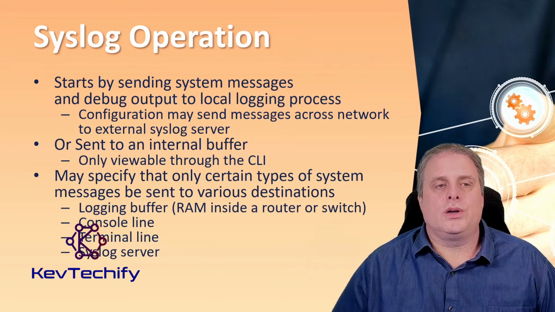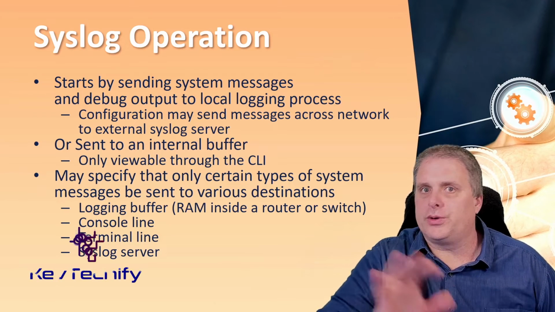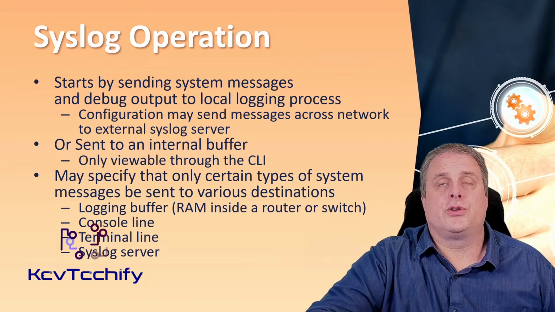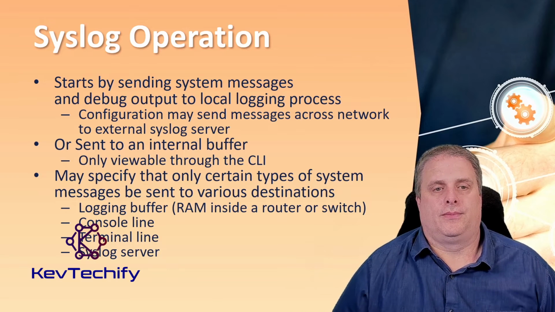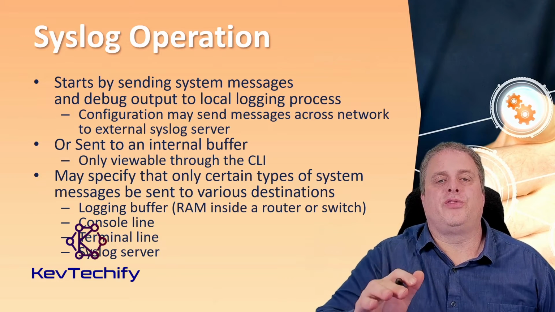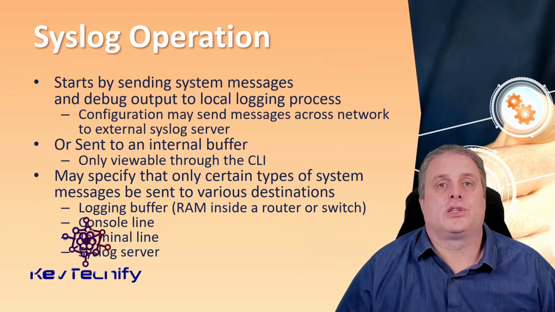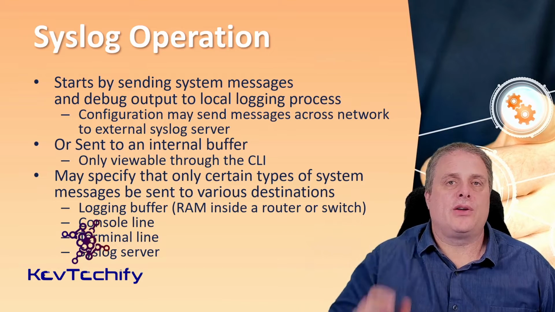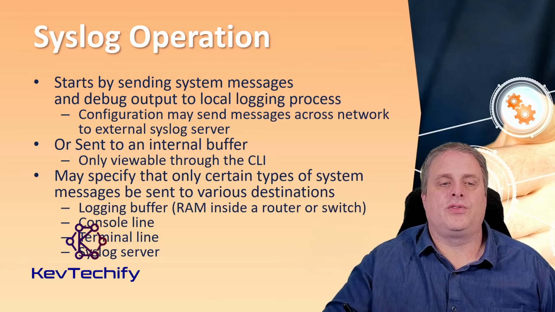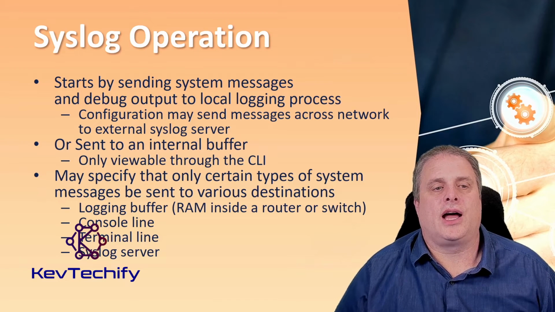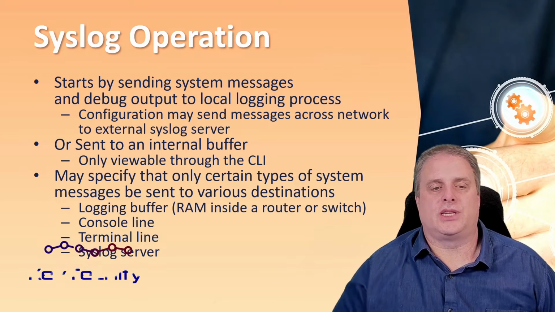How Syslog works: we start off by sending system messages and debug output. So if you're doing some debug, you can also have that sent, but we start off by storing it locally. Then you can go in and configure it to send those messages across your network to a Syslog server, a server that's set up to gather all of that information. If you don't do that, it's stored in the internal buffer, and then you can only view that through your CLI. You can specify certain types of system messages to be sent.